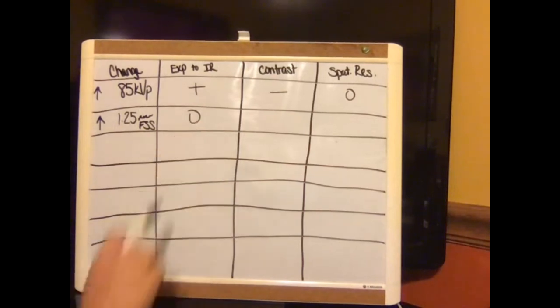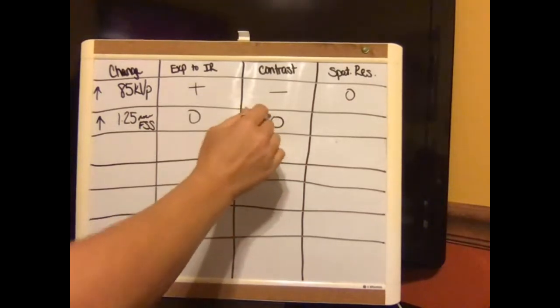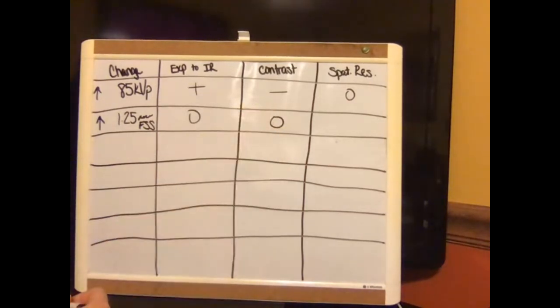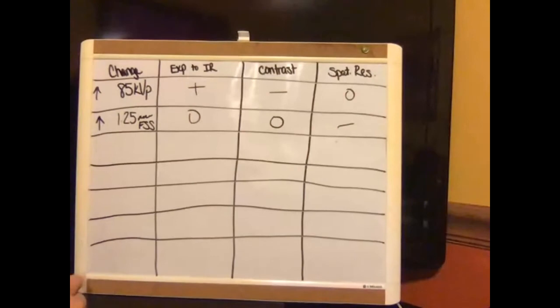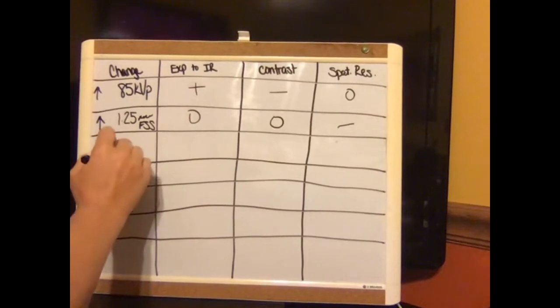Is it going to change the mix of the energies that constitute our contrast? Also a no. No change there. Finally, though, we do see that it does create a change in the spatial resolution. Focal spot size is your primary controlling factor for spatial resolution. If you use a larger focal spot size, you are going to have a decrease in your spatial resolution. That is crooked, but it'll do. Okay, next, we go to a 45-inch SID.